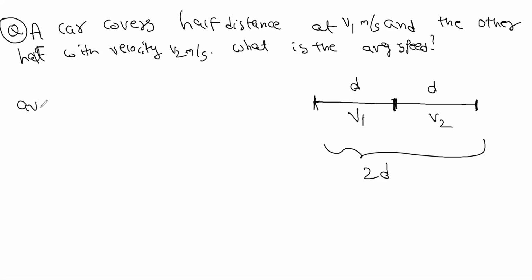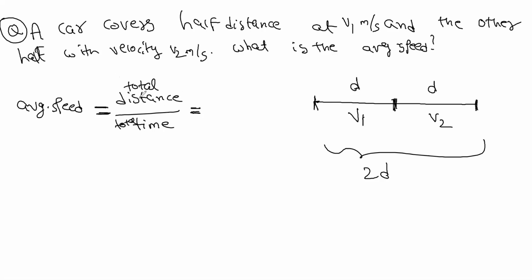Now what is the average speed formula? Average speed or velocity, since it is a straight line going in one direction, we will get the same answer. The average speed formula is distance upon time. Whether it is average speed or speed, the formula is the same, distance upon time. What is the distance over here? Remember, total distance by total time.